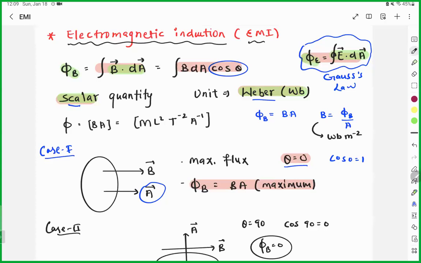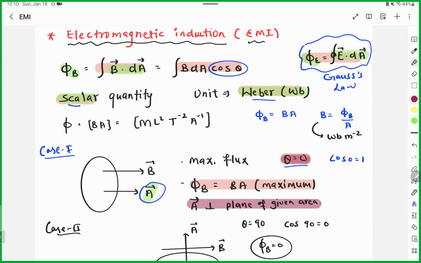Any doubt? Again, like electric flux, we are using area vector, not area. Area vector is perpendicular to the plane of the given area. A given plane has a particular area. For this, your area vector will be perpendicular to this, perpendicular, 90 degrees. And as you can see, both magnetic field and area vector have the same direction. So your theta is 0.